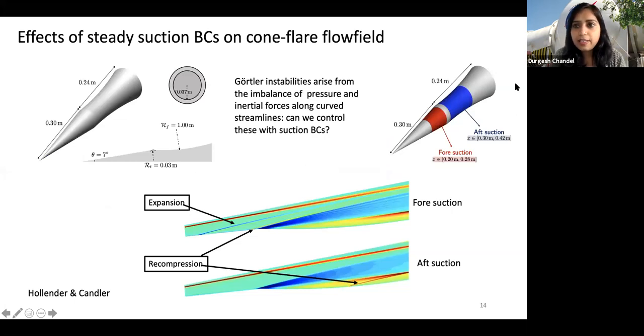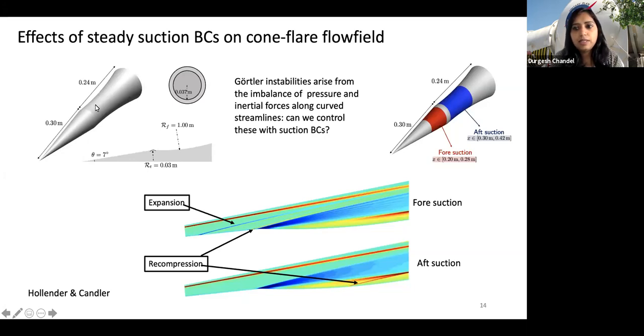Okay, and the next one is on the effect of steady suction boundary conditions on the cone flare flow field. Again, a cone flare flow field has regions of shock and expansion fan. The main point was that there can be Görtler instabilities arising in this flow configuration because of the curved streamline structure due to the presence of the flare.